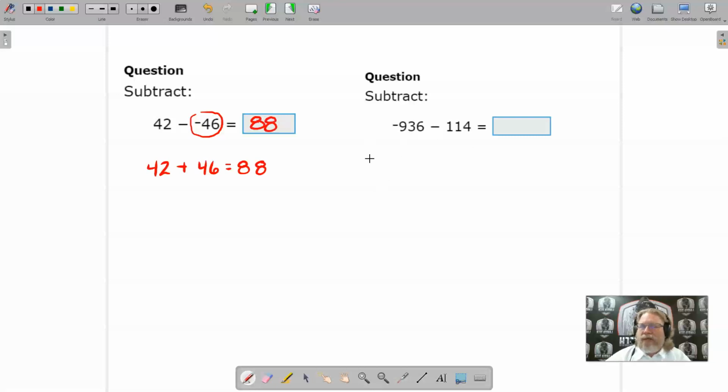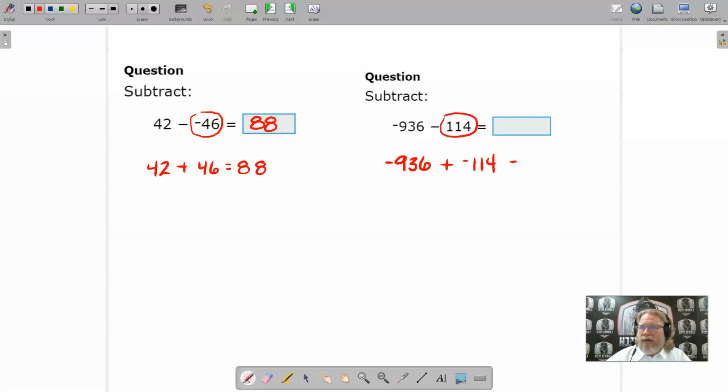On the next one, numbers just start to get bigger, so we might have to stack these up and do some addition or subtraction. And we have -936. Let's change the sign to addition. Take the opposite of the number that follows, which is 114. It's going to be -114.